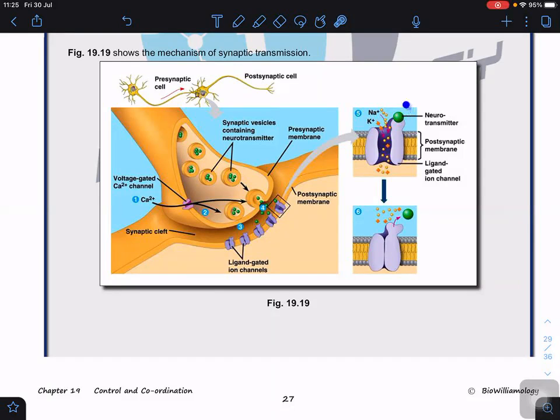bind to the receptor. When a neurotransmitter binds to the receptor, I want you to cancel this potassium ion. Don't talk about potassium ions. In our syllabus, we only focus on the sodium ion. So this is a ligand-gated sodium ion channel. The binding of the neurotransmitter opens the ligand-gated sodium ion channel, allowing the sodium ion to enter. The entry of the sodium ions will cause the depolarization of the postsynaptic neuron. Once the neurotransmitter detaches from the receptor, you can see that it closes back. So therefore, no more depolarization.